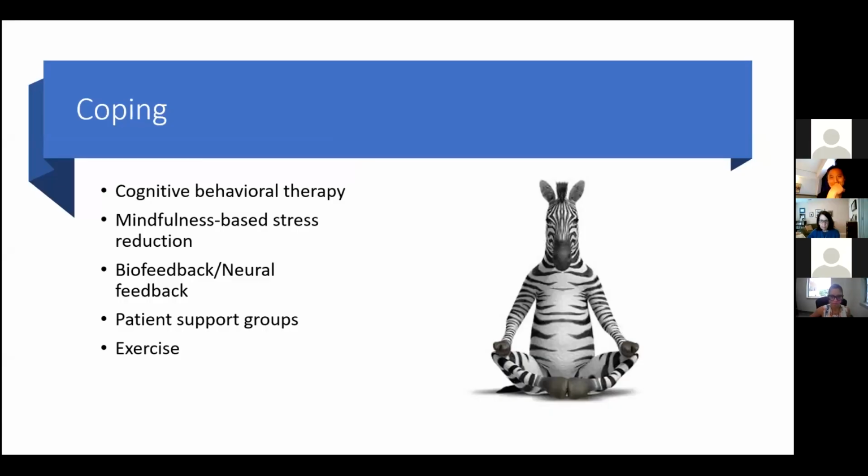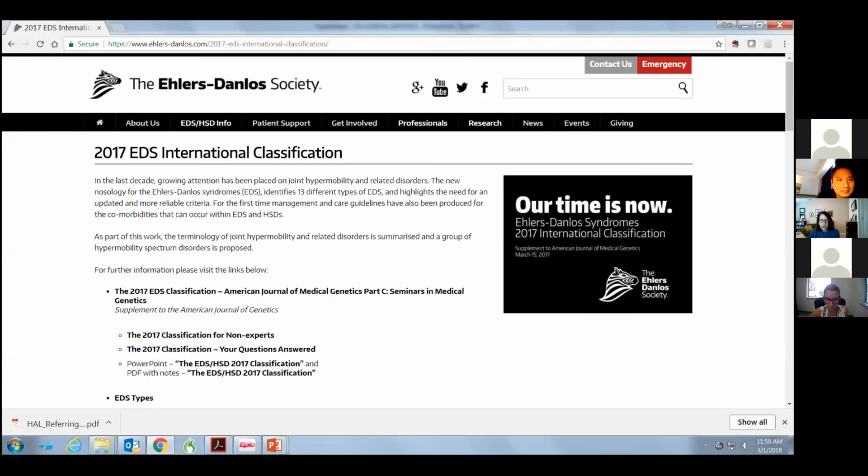extremely helpful. The international classification is available at the Ehlers-Danlos Society website, and all of these diagnostic criteria are available there. There was a special issue of the American Journal of Medical Genetics that was published in March of 2017, and all of the papers from that issue are available freely at the Ehlers-Danlos Society website.